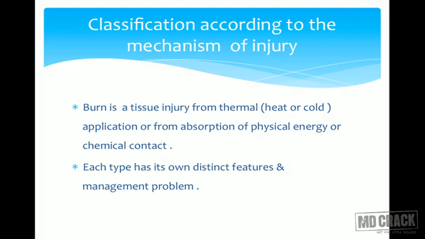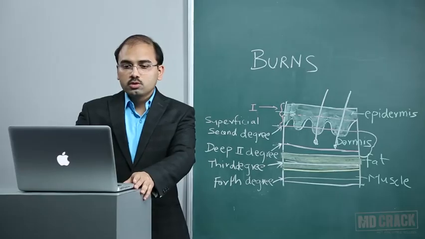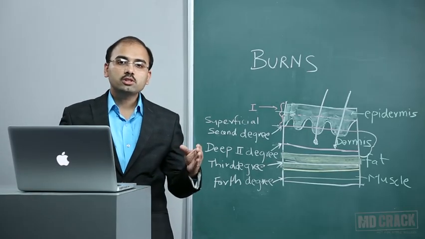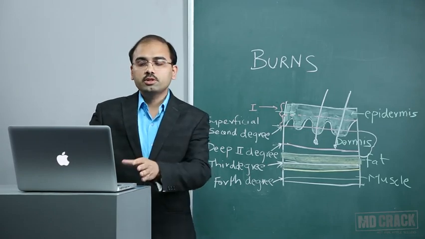Burn is a tissue injury from thermal, that is heat or cold, application or from absorption of physical energy or chemical contact. Each type has its own distinct features and management problems. So now we'll see various burn agents and how they cause burn injuries.